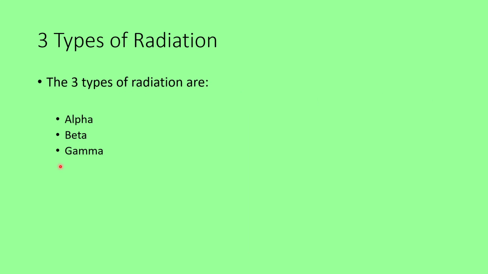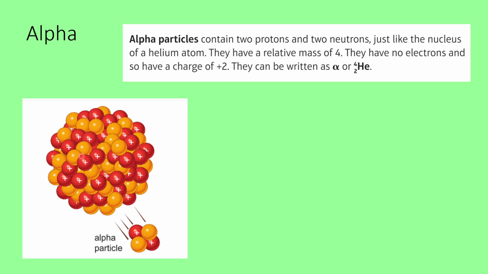So we've looked at the 4 properties. Now let's have a look at what these 3 types of radiation are. We've got alpha, beta, and gamma. Alpha particles contain 2 protons and 2 neutrons. That's just the same as a helium nucleus. A helium nucleus is made up of 2 protons and 2 neutrons, and it's the same as an alpha particle. They have a relative mass of 4, because it's 2 protons and 2 neutrons, each with a relative mass of 1, and they have no electrons. So the overall charge of this is going to be +2.